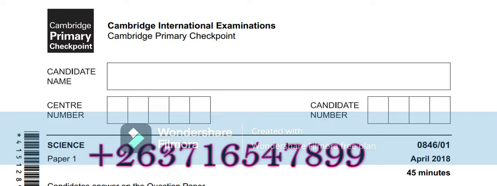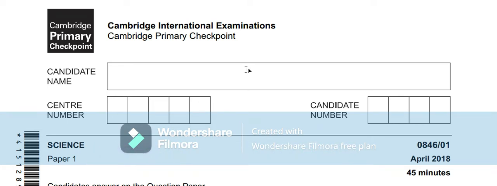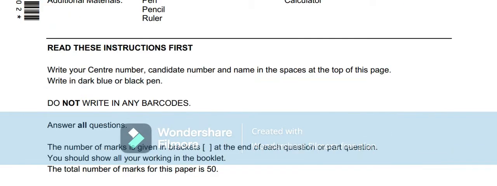Today we are doing a Cambridge primary checkpoint science paper 1. This paper was written April 2018. So even those who are doing the ZIMSEC syllabus may also participate in this tutorial. Let's proceed on to our first question.